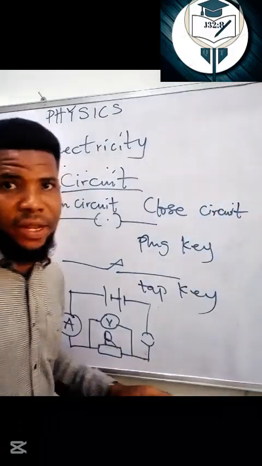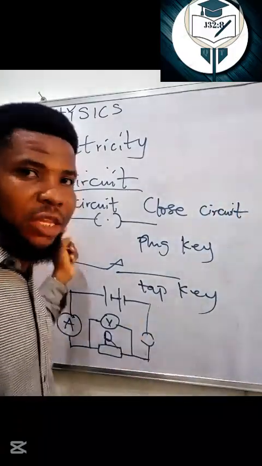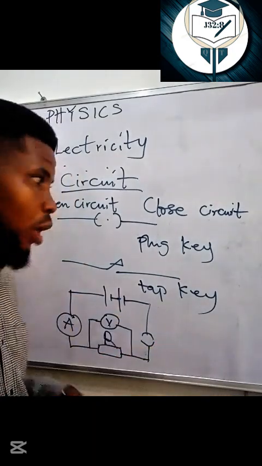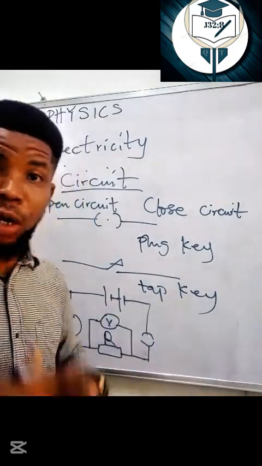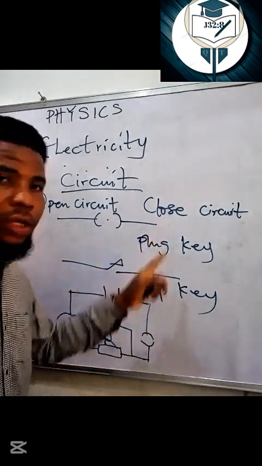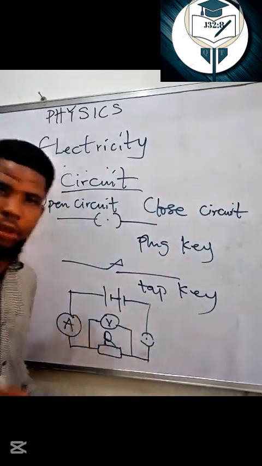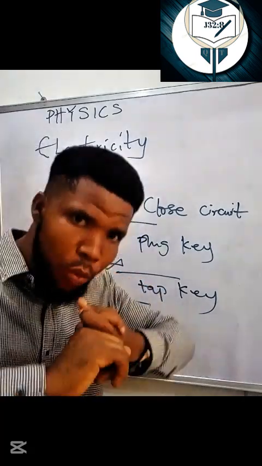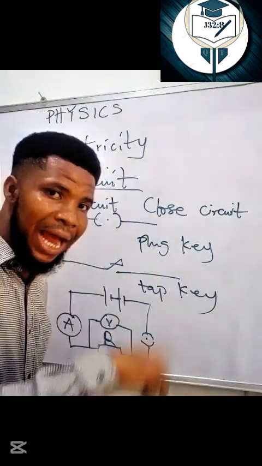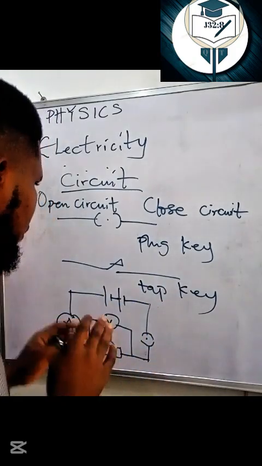So, what is an open circuit? An open circuit is one in which current does not flow because it's open. Once the circuit is open, current will not flow. Simple as that. But a closed circuit, just like this, once you connect the wire and allow the current to flow. You understand what I'm saying? A closed circuit is one that allows the flow of current.